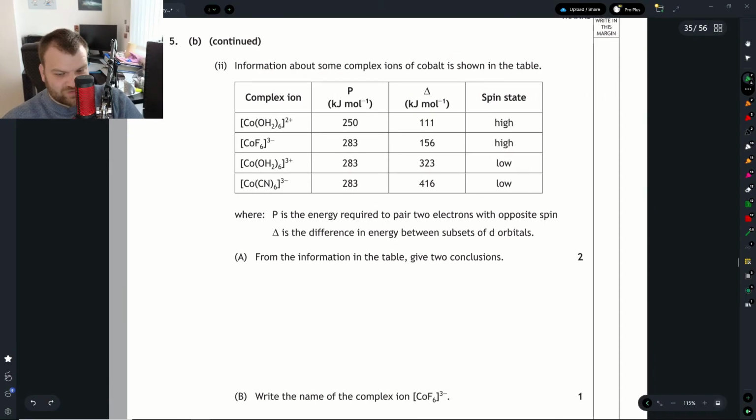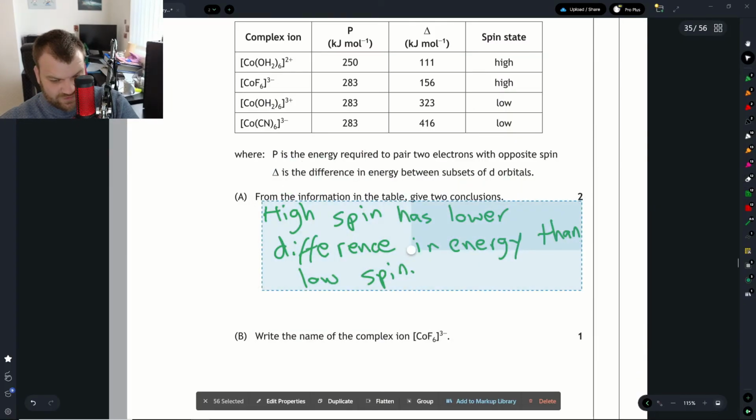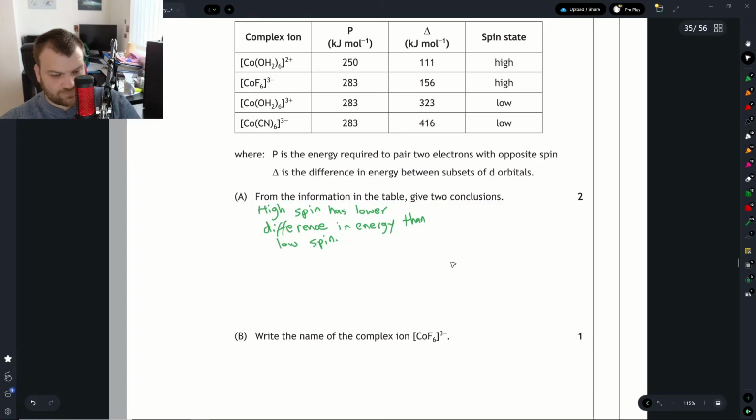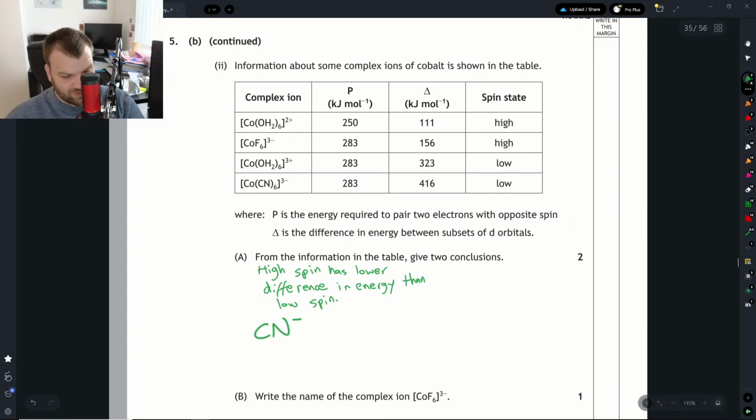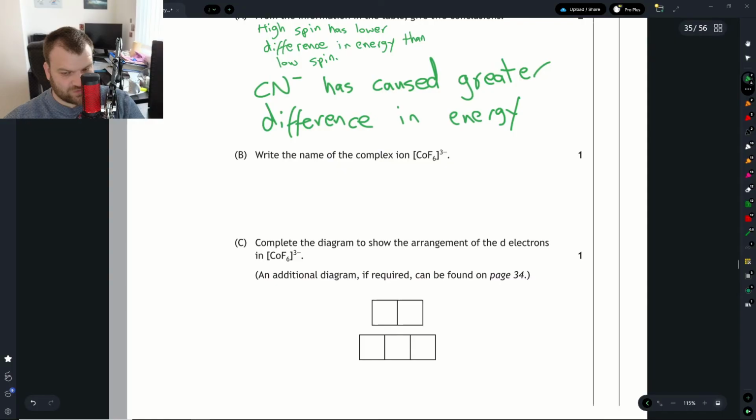We are given a table of information. We're trying to give 2 conclusions based on this. Our high spin has a lower difference in energy. And we're actually wanting 2 examples. The cyanoligand CN negative has caused greater difference in energy. I think those would be my 2 we're going for.